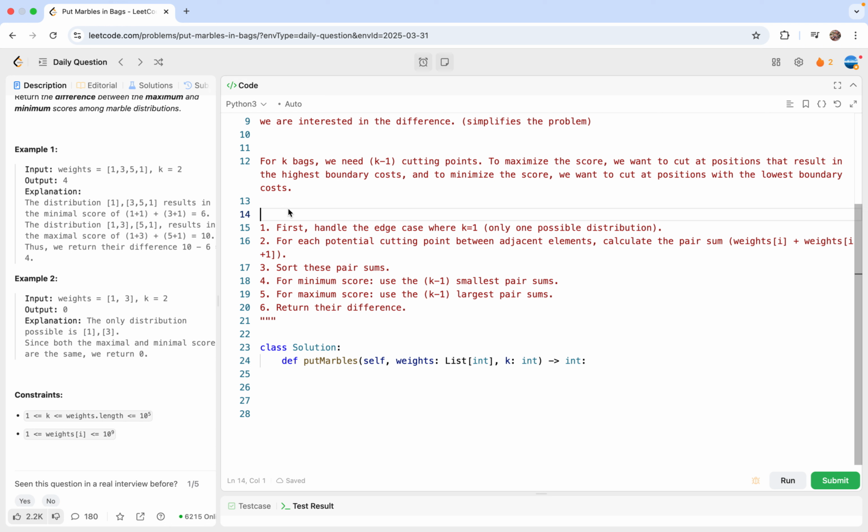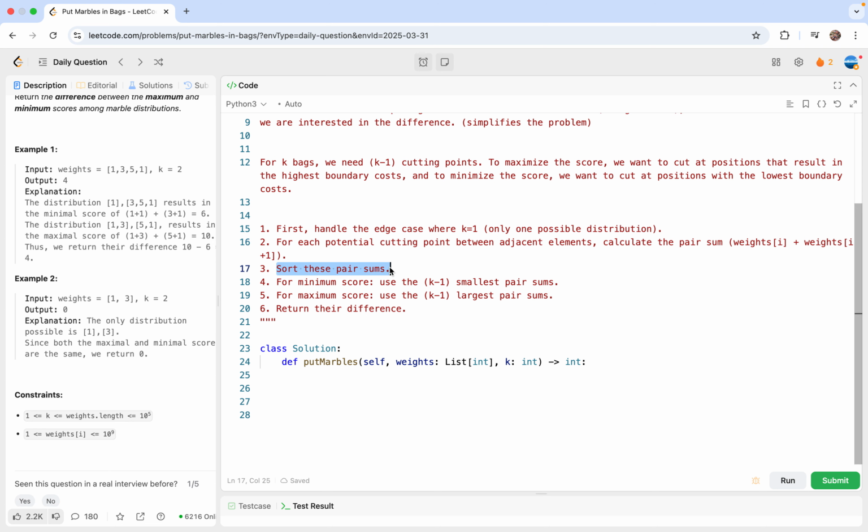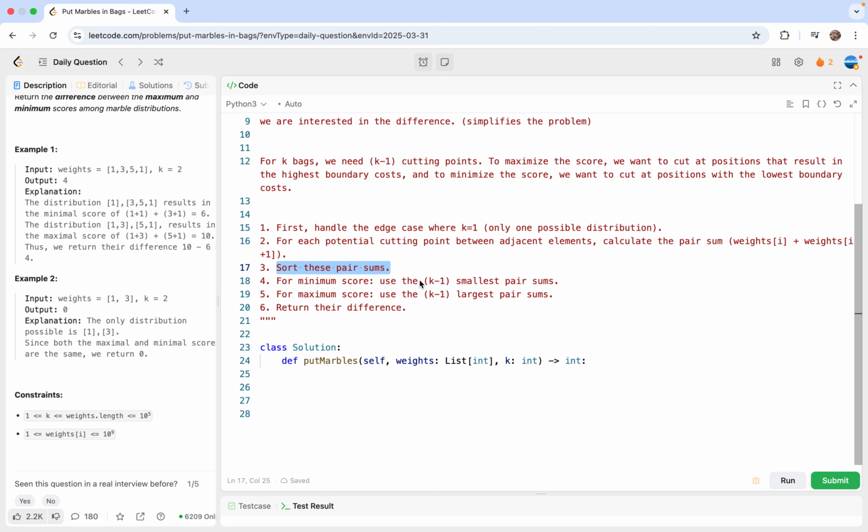So here is the algorithm. First we can handle the edge case where k is 1. If k is 1, we don't need a partition, right? So the largest cost and the smallest cost will be the same. We just need to return 0. And then for each potential cutting point between adjacent elements, we calculate the pair sum. That is weight i plus weight i plus 1. And then we can sort those pair sums. For the minimum score, we use the k minus 1 smallest pair sums. And for the maximum score, we use the k minus 1 largest pair sums.